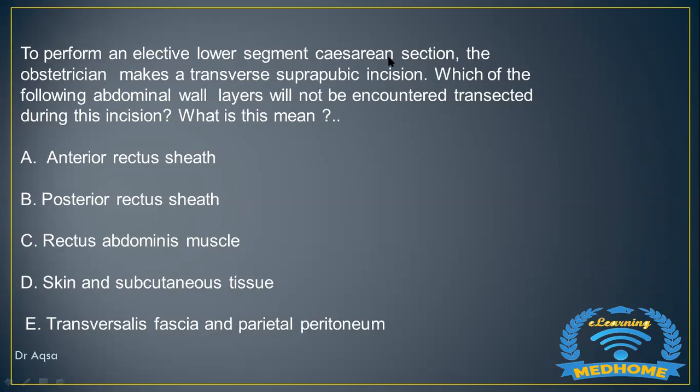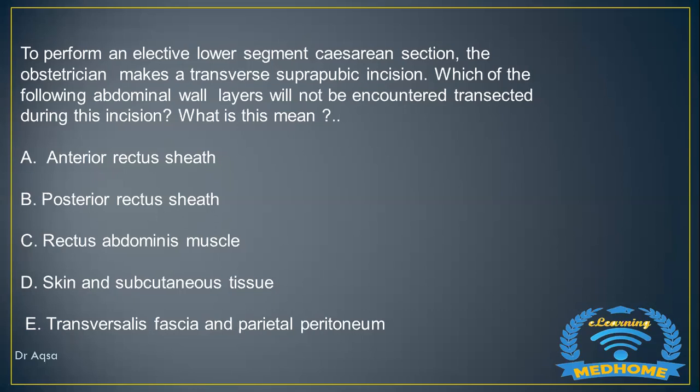Okay, we can have Fiba, would you like to answer? Ma'am, I think it is the posterior rectus sheath. Why do you think it's posterior rectus sheath? I was just recalling cesarean section. We do the skin, subcutaneous tissue, we go through the anterior rectus sheath. The posterior, no. Rectus abdominis muscle we separate. We go to the transversalis and parietal peritoneum. I'm not really sure, but I think it is posterior rectus sheath.